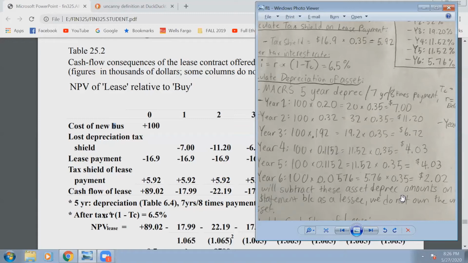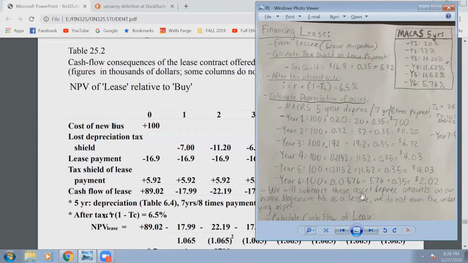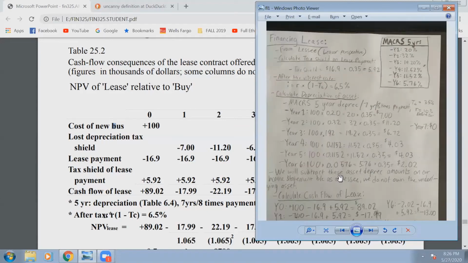So for year 6, 100 million multiplied by 5.76% equals 5.76. Multiplied by 35% equals $2.02. So we will subtract these on our income statement as a lessee, as I said before, because we do not own the underlying asset.